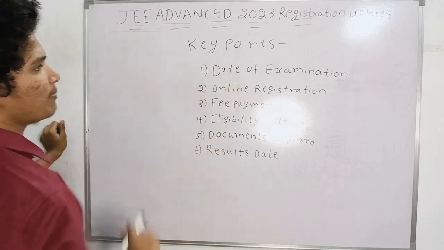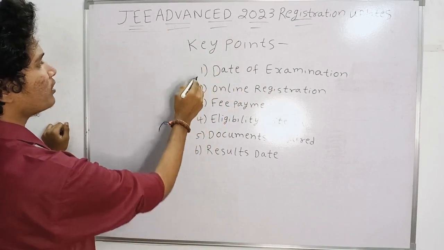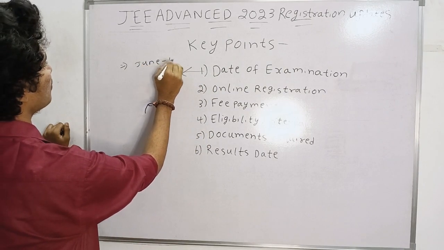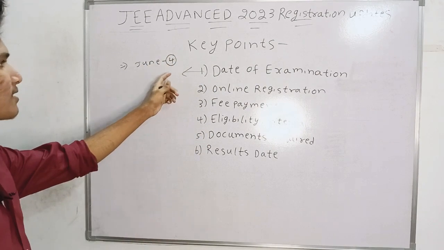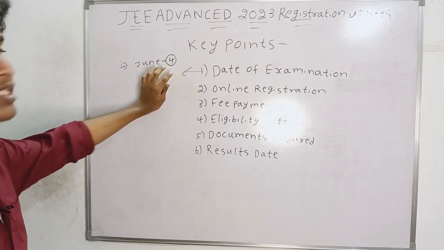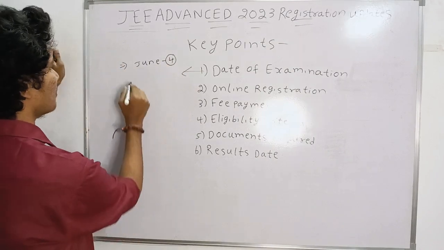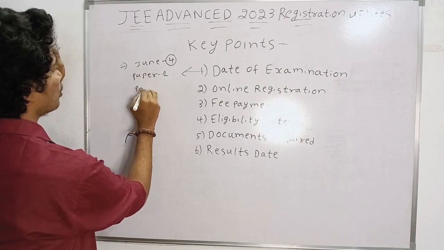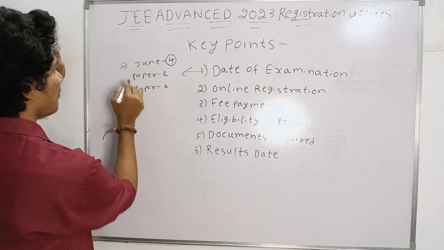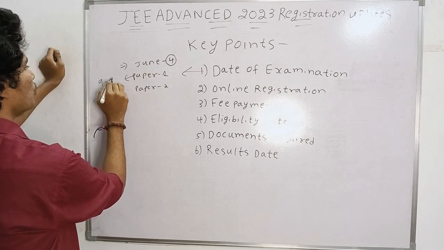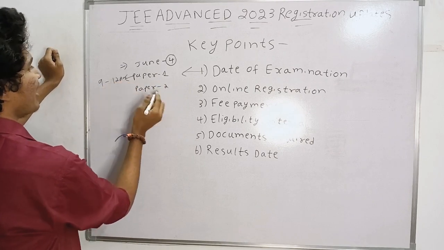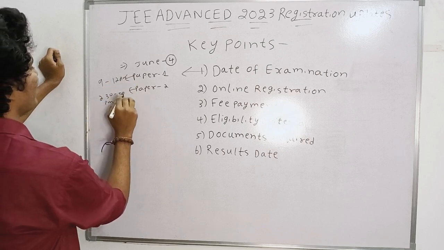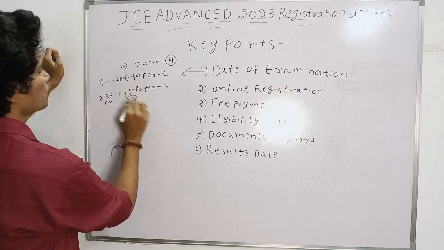The first one is the date of examination. This JEE Advanced 2023 is going to happen on June 4th. Remember, guys, this exam is going to happen on June 4th. The exam is going to happen in 2 papers, that is paper 1 and paper 2. Paper 1 is from morning 9 AM to 12 noon, and paper 2 is 2:30 PM to 5:30 PM. So it is very important.